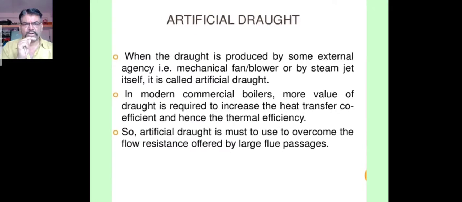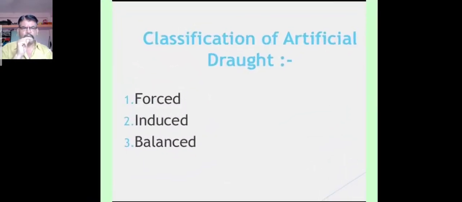What is artificial draught? When the draught is produced by some external agency, that is a mechanical fan or blower, or by a steam jet itself, it is called artificial draught. In modern commercial boilers, a higher draught is required to increase the heat transfer coefficient and hence the thermal efficiency. So artificial draught must be used to overcome the flow resistance offered by the large flue passage. The classification of artificial draught is forced draught, induced draught and balanced draught. We will see them one by one.